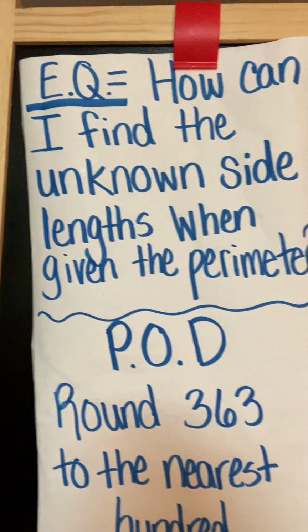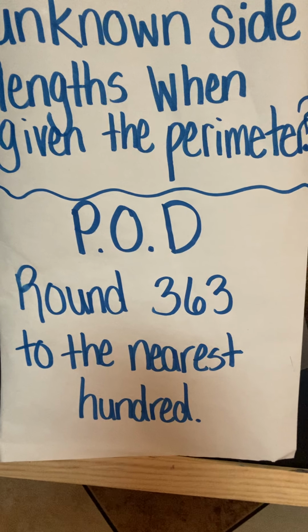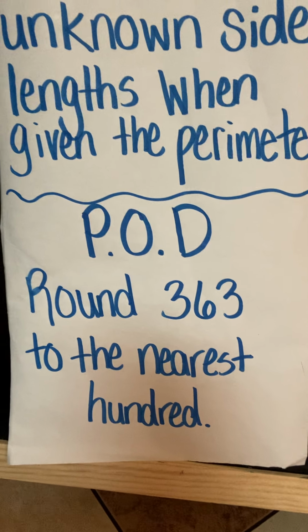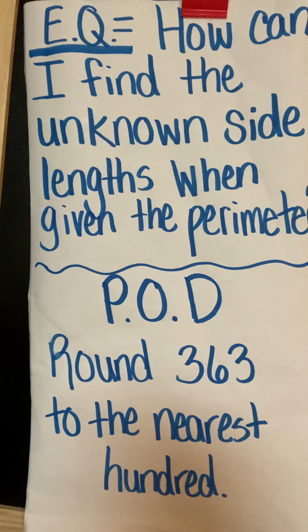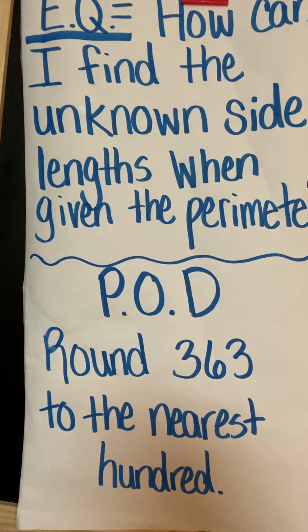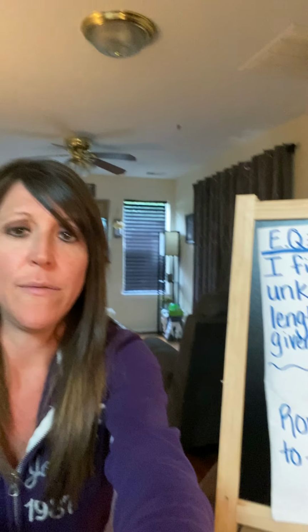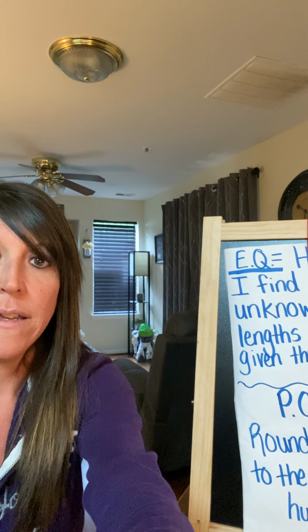So your essential question, and then your POD says round 363 to the nearest 100. So there's rules for rounding. So we're rounding 363 to the nearest 100. So let me set this up. I have it in a different spot today.